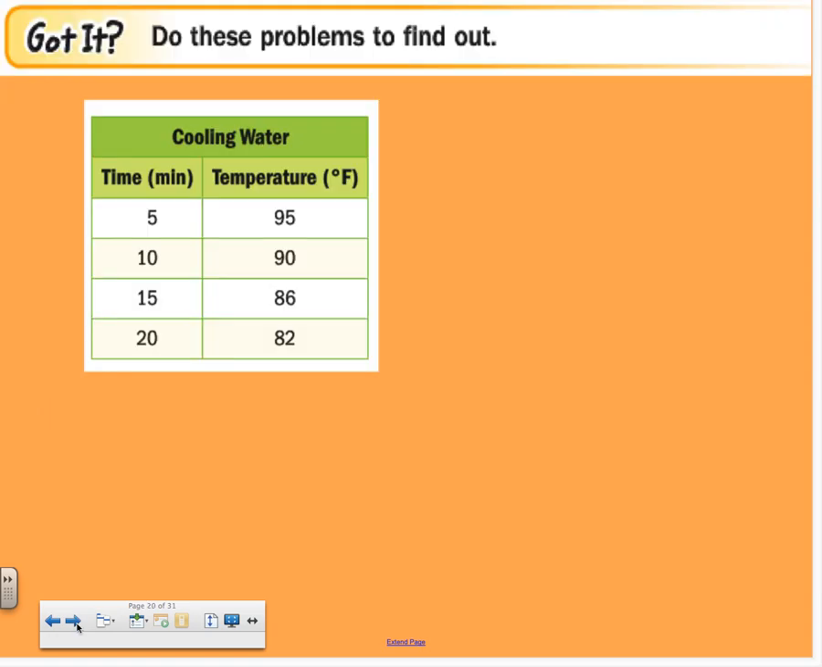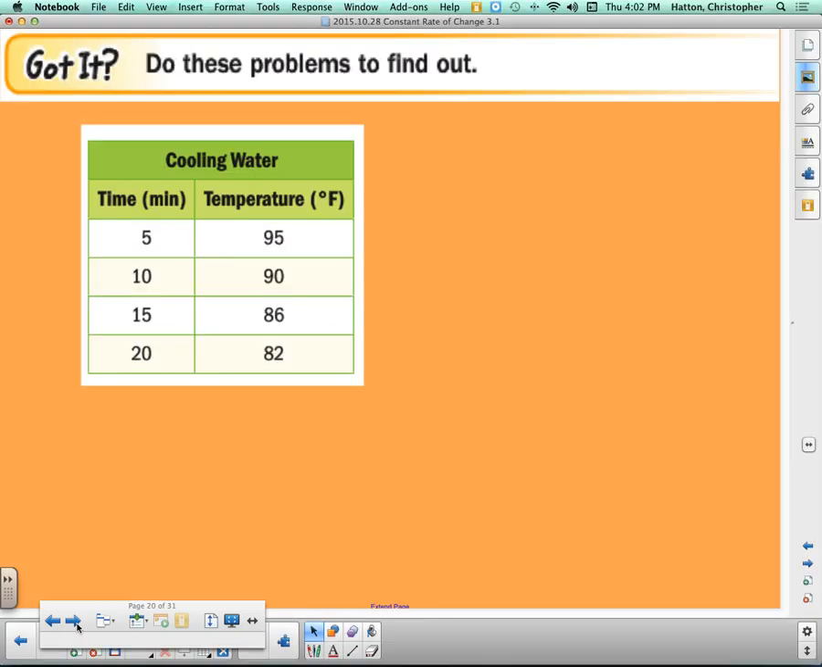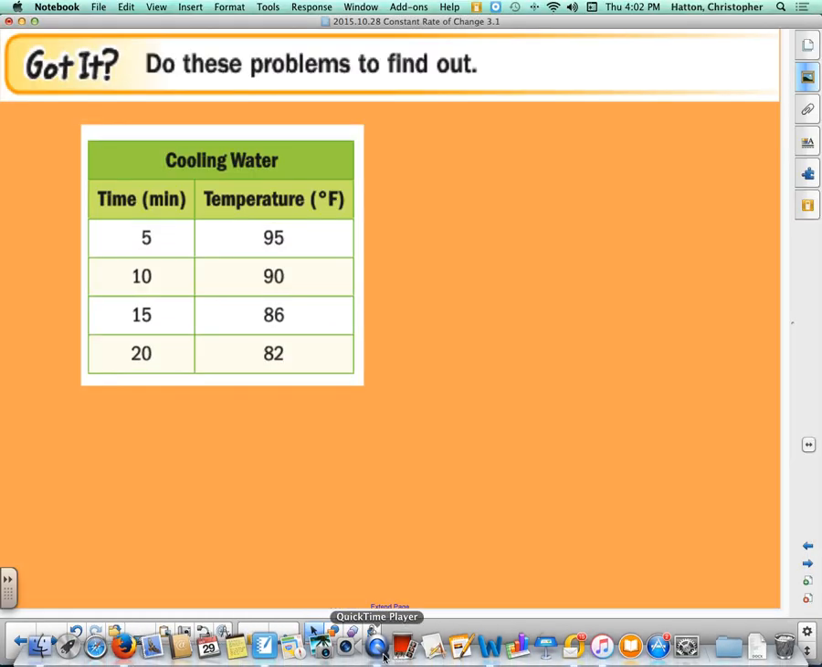Go ahead and try the next 2 examples on your own. Now, one of the Got It examples is going to be a graph. And remember, we can tell if a graph is linear if the line is straight. Remember, a straight line graph is linear. Go ahead and try the Got It's at the bottom of the page.